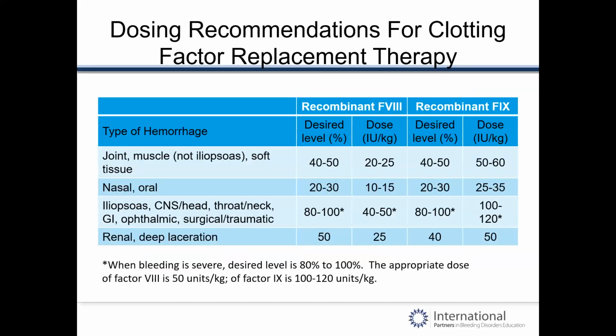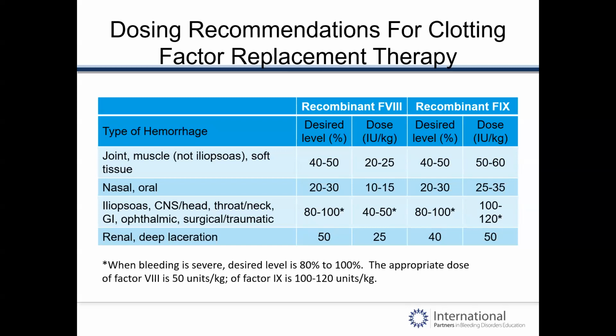Dosing recommendations for factor replacement therapy. You always need to classify the type of bleeding you have. What type? Is it a joint, a muscle? Is it a retroperitoneal bleed? Is it soft tissue? Is it a major bleed or a minor bleed? So the dosing goes with the classification, the type of hemorrhage, and the location.